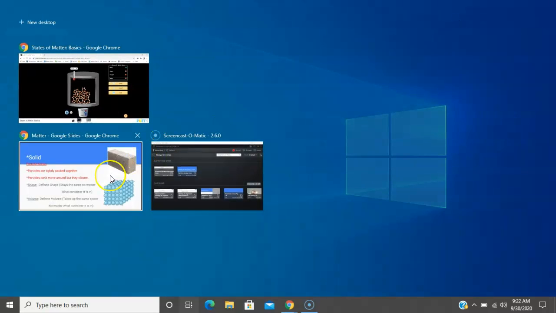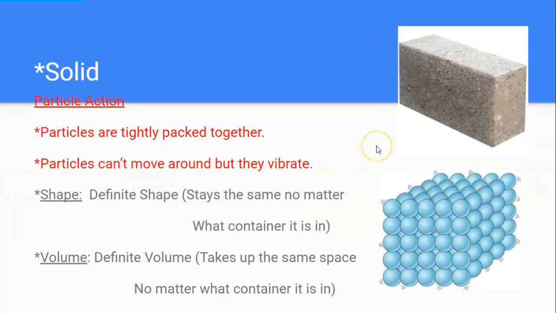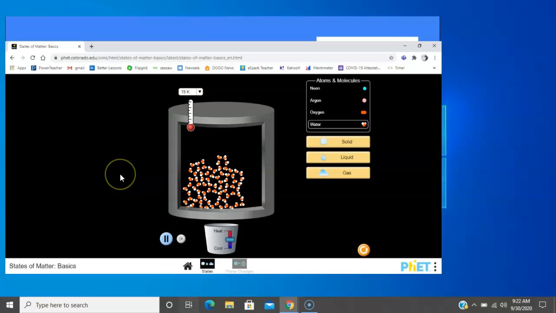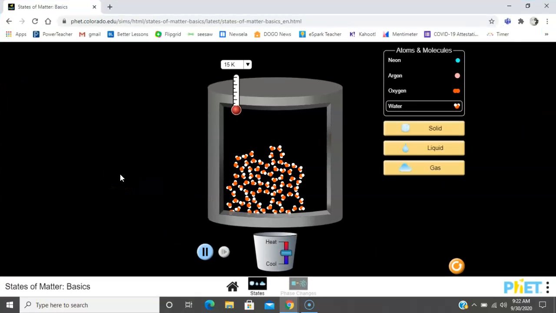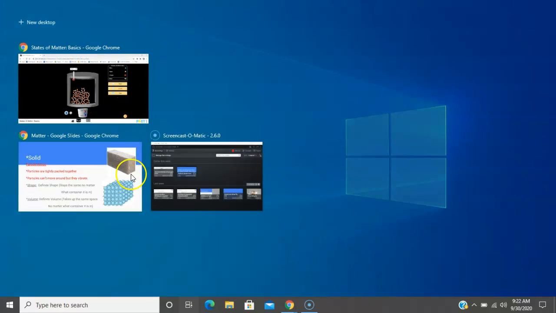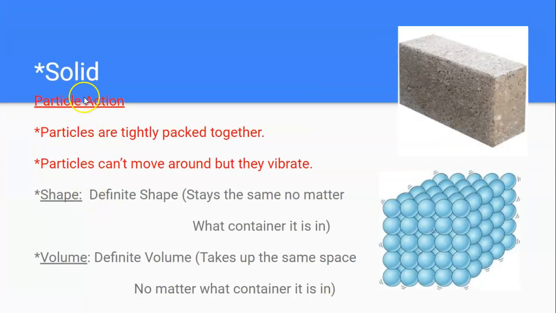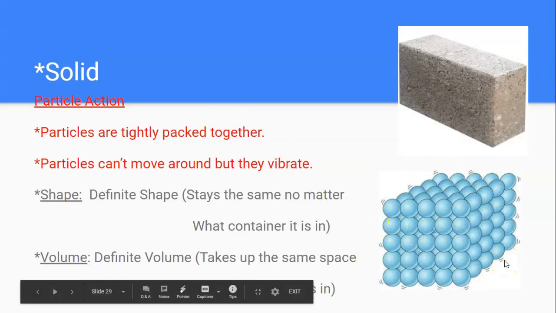Okay. So as you saw from the model, the particles are really tightly packed together. Okay, they're tightly packed together, and that's what forms a solid. You can't fit your finger or anything through those particles, which makes it solid. Also, the particles can't move around, but they do vibrate a little bit. As you saw over here, the particles aren't moving around, but they are shaking, they're vibrating. Okay, so that's the particle action. That's what the particles are doing. Make sure you write that in the particle action section after you've drawn yourself a model of what those particles look like.